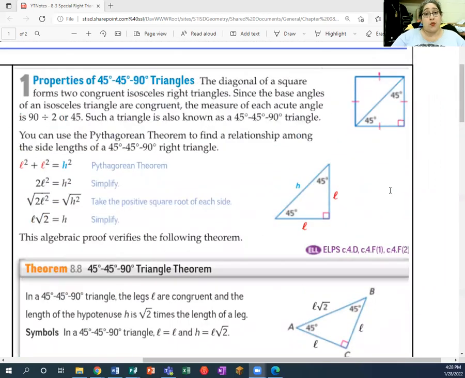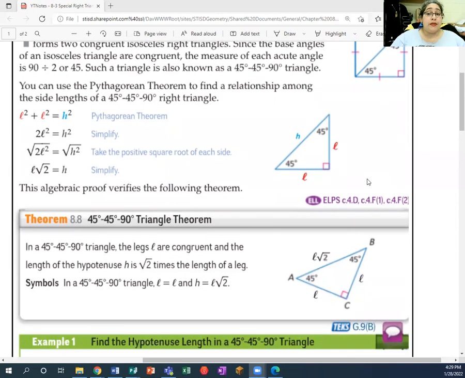If I look at a square, the diagonals are going to form two congruent isosceles right triangles. Since those base angles of the isosceles triangles are congruent, the measure of each of those acute angles is going to be 45 degrees, or 90 cut in half. This triangle is the one that we call the 45, 45, 90.